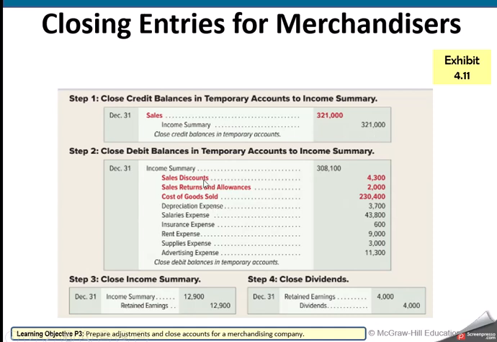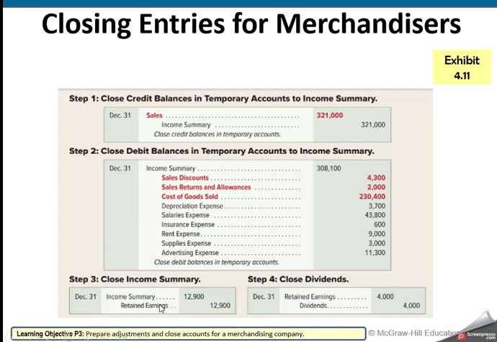The second entry is going to close all of our debit accounts. Notice you see all the expenses that we had in chapter 3. Now we have cost of goods sold, which is an expense to the company. It just relates to the inventory costs. And then we have those 2 contra sales accounts, sales discounts and sales returns and allowances. Even though those net up in our sales to create net sales, we close them with our expenses and our cost of goods sold because they're debit balances.